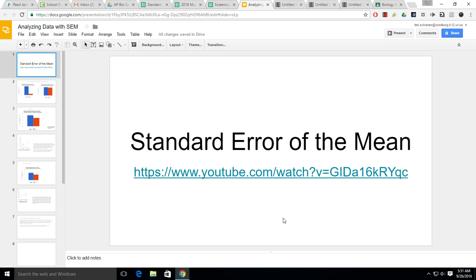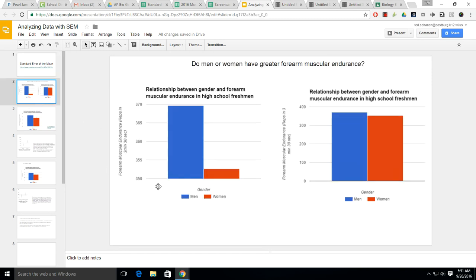All right, so this video is on standard error of the mean, and I'm going to try and crank this out in under 10 minutes. So when we do bar graphs and when we have data and we're trying to see if one population is different from another population, we often make these bar graphs, but the whole idea of presenting data is to make conclusions easier to make. So if you had the question, do men or women have greater forearm muscular endurance?